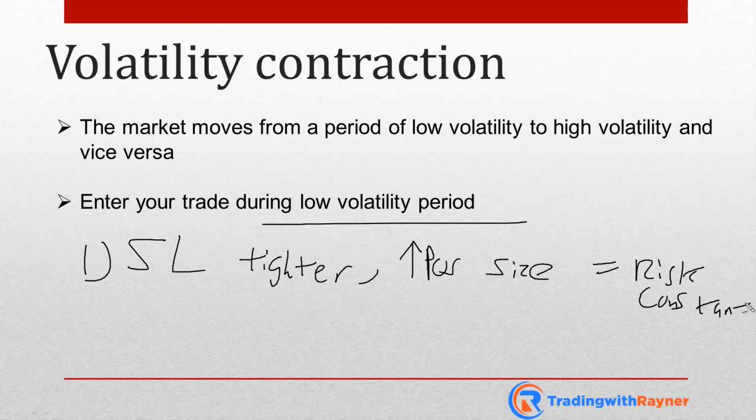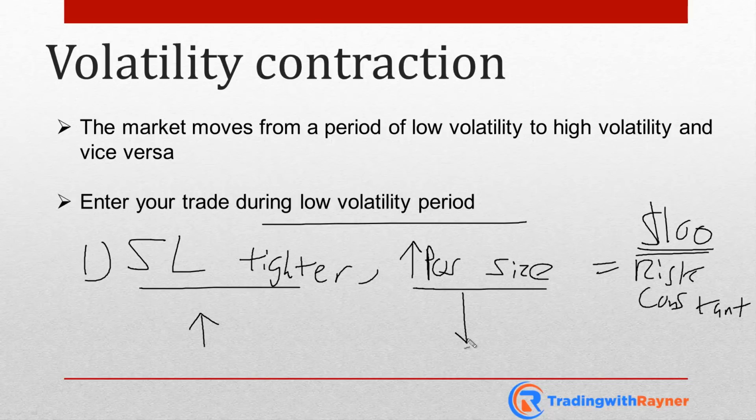Does it make sense? So a smaller stop loss allows you to increase your position size and still keep your risk constant. Let's say, for example, each trade you put on, you're risking $100. Mathematically, if your risk per trade is always $100, then it's simply a function of your stop loss and your position size. If you have a tighter stop loss, you can put on a larger position size and still keep your risk constant. However, if your stop loss is larger, then your position size must be reduced to keep your risk constant at $100.